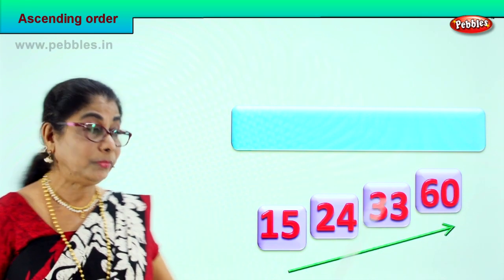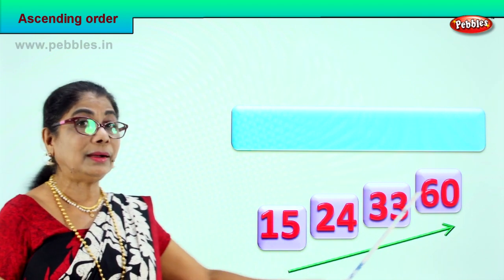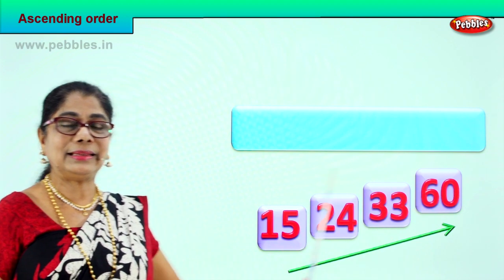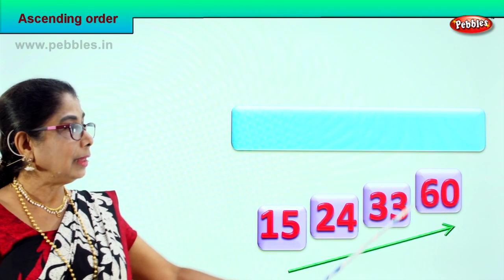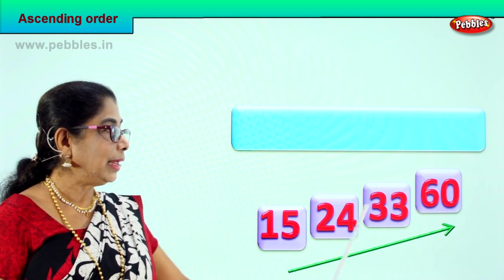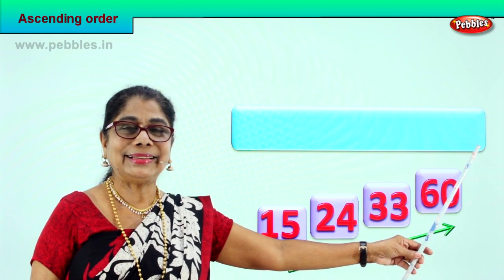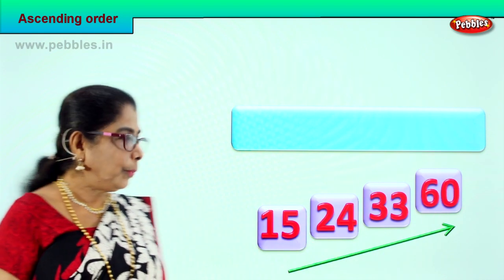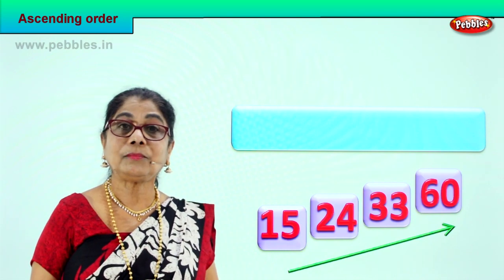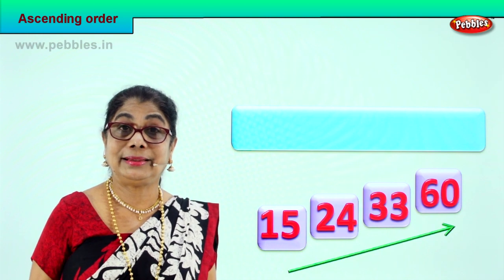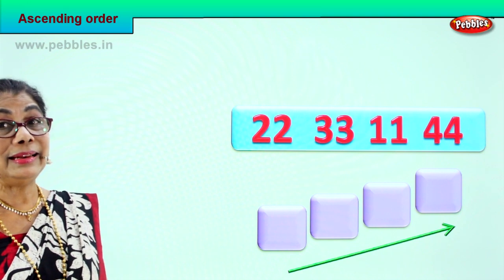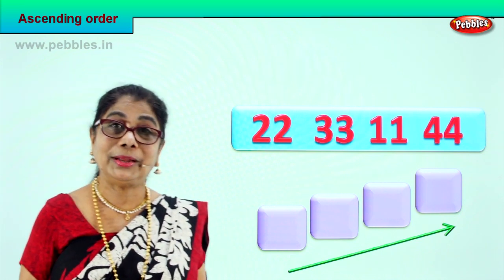What is the meaning of ascending? Small, big, bigger, biggest. 1 ten, 2 tens, 3 tens, 6 tens. So we put the smallest down and the biggest on top. So slowly we climb up. 1 ten, 2 tens, 3 tens and go on like that. Did you enjoy this exercise? We put all the numbers in order. 15, 24, 33, 60. Shall we take another exercise? Another set of 4 numbers and let us do together ascending order.